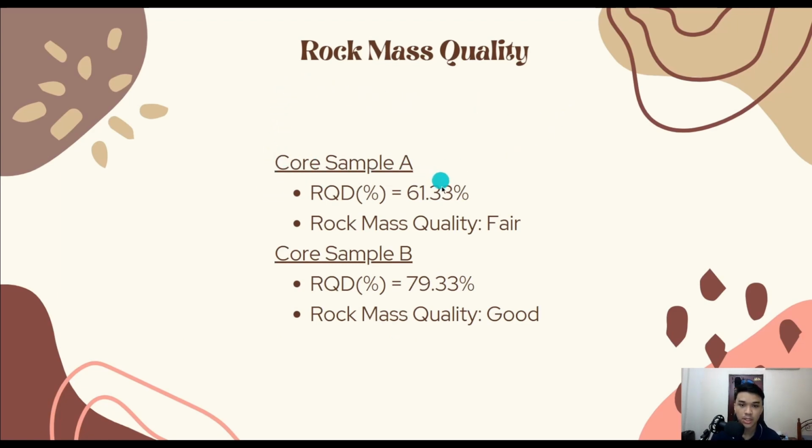Lastly, we move on to the rock mass quality. So for core sample A, as I mentioned just now, we obtain the RQD value of 61.33%, which by referring to the rock mass quality index, we obtain the fair rock mass quality. For core sample B, we obtain the value of 79.33% of RQD, so the rock mass quality is good.